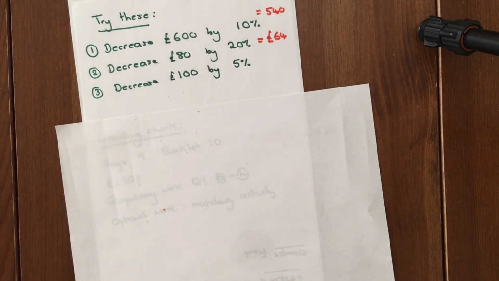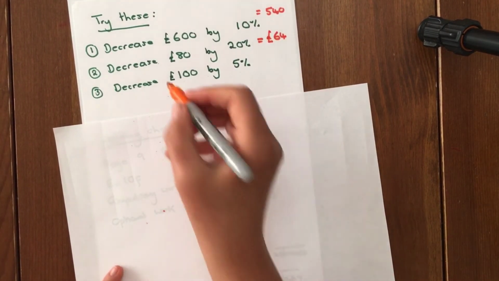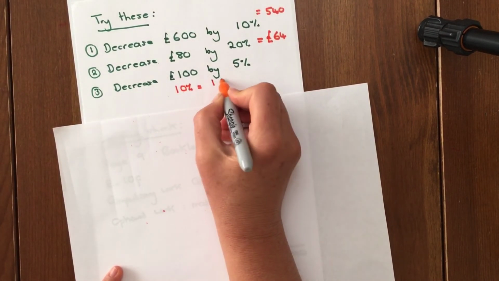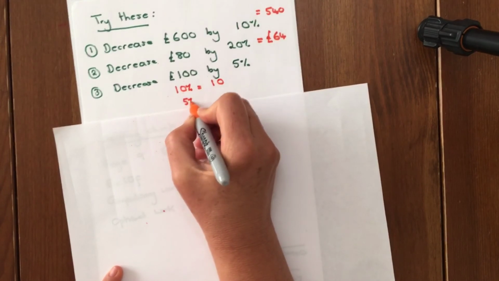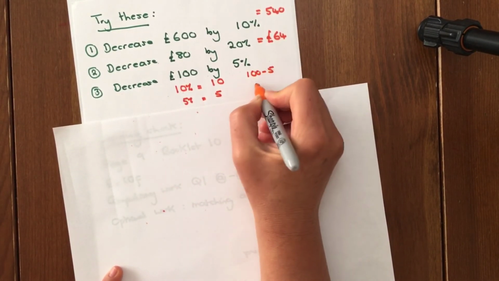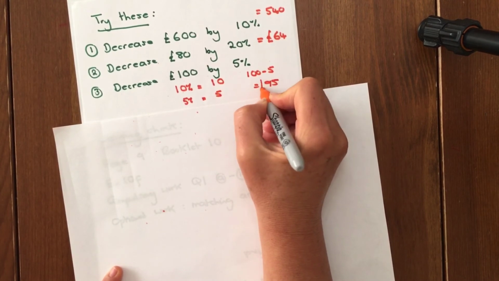Last question. Decrease £100 by 5%. So 10% is 10. 5% is 5. 100 take away 5 is £95.